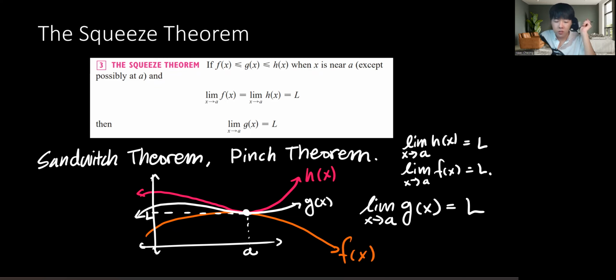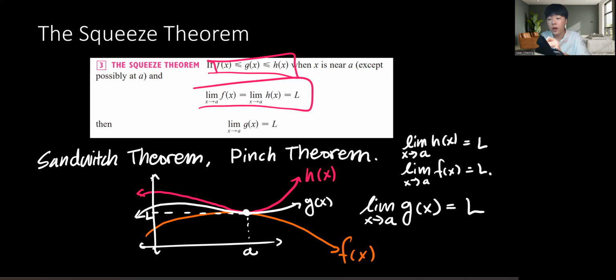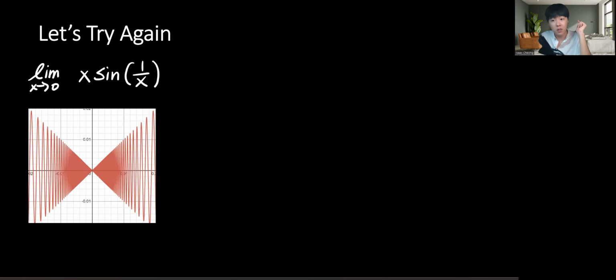The most important part of the squeeze theorem is finding the upper bound function and lower bound function, and then knowing their limits. So let's do some practice and try this problem again. In order to solve this problem using the squeeze theorem, we need to know the bound functions, the upper bound function and the lower bound function.